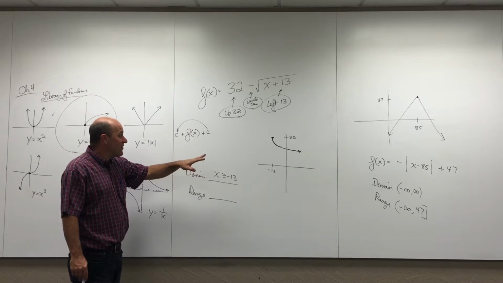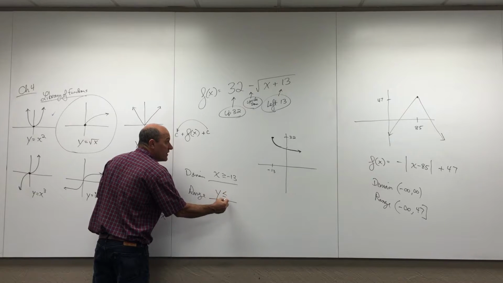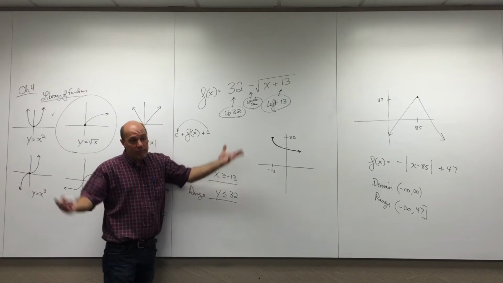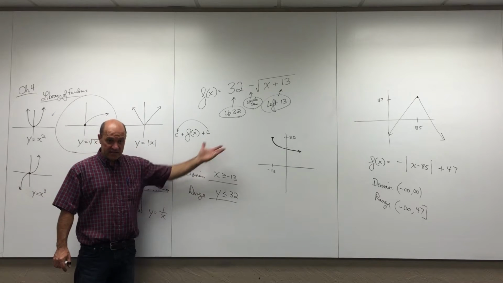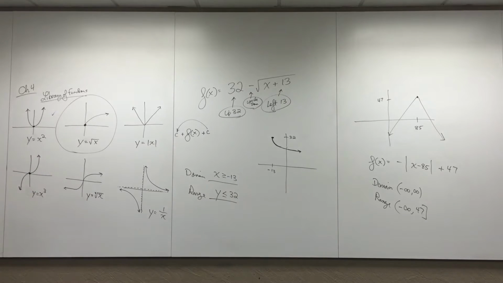And the y values are the range. I think the y values are less than or equal to 32. Do you agree with that? That's my domain and range, especially after you see the picture. It's easy. Okay, cool.